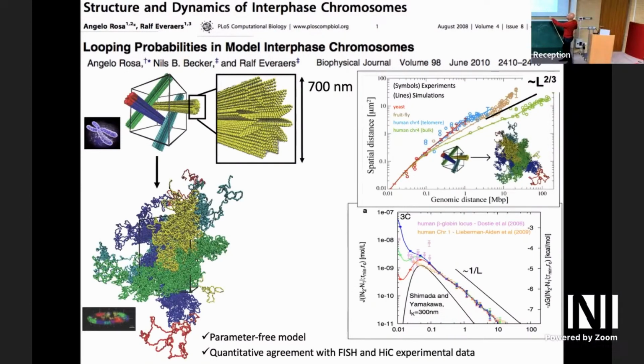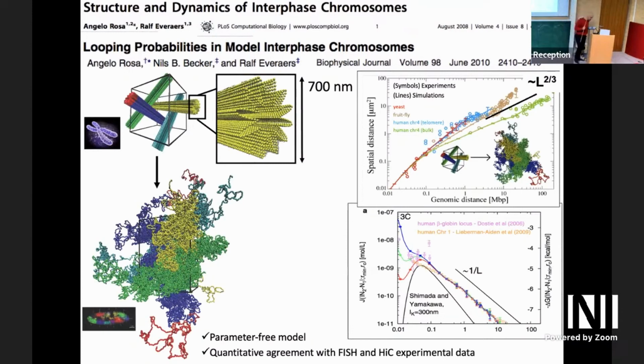So it is a mistake here, it's mean square spatial distance between the two loci, compared to the FISH experiment. And we then measure the contact frequency, the contact probability, between the same pairs of loci as a function of the genomic separation between them. And this is the result.